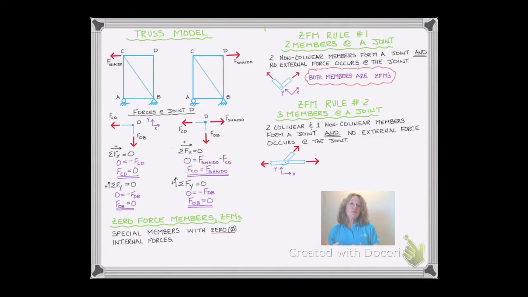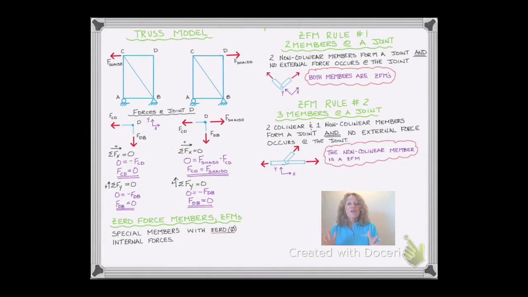And so you can see if we were to sum forces in the x direction, all 3 members have an x component, so that doesn't really give us any useful information. But if we sum forces in the y direction, only the non-collinear member has a y component. So there's only 1 member in our equation, and so what that leads us to is that the non-collinear member must be a 0 force member. So when you have these 2 collinear and 1 non-collinear, the non-collinear member is a 0 force member. Again, red cloud.